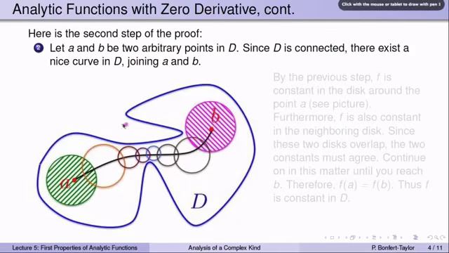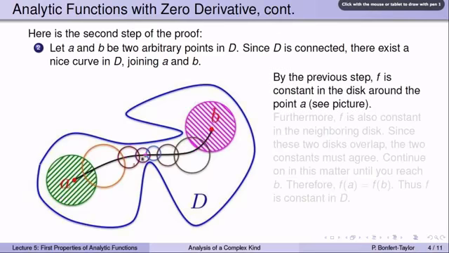Here's the second part. Suppose A and B are now two arbitrary points in our domain D. They don't necessarily lie in the same disk. I can't draw a disk large enough around A that fits into D and contains B. That disk would have to contain parts that are not in D. So I can't really use the first part directly to prove that the function must agree at A and B. However, D is connected, and so I can find this nice curve here, connecting A and B within D. I could even make that from line segments if I wanted to.